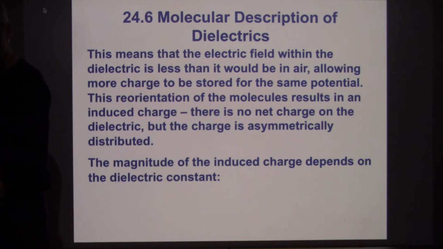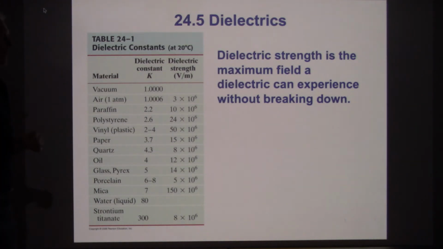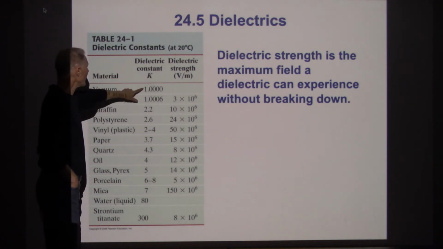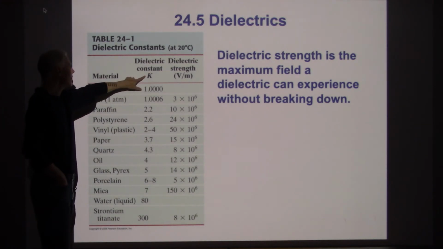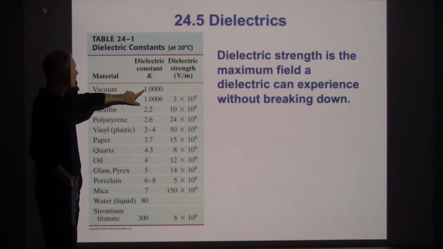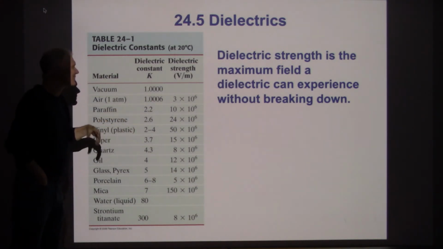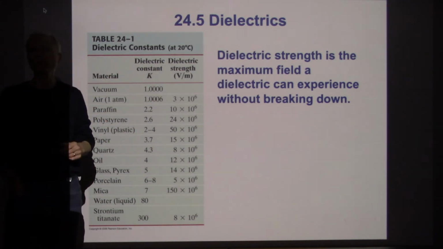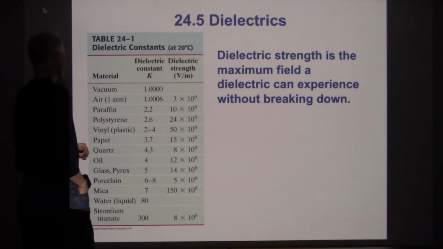Okay, this is describing what's going on at the molecular level. Here's a table from the textbook showing that if it's just in a vacuum, the dielectric constant for a vacuum is defined to be 1. But if you put it in air, even air itself has a little bit of polarizability. It's not much, it looks like 6 parts in 10,000, so it's not much.